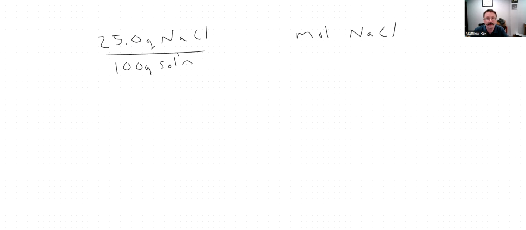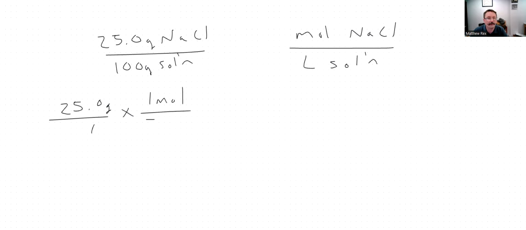Find the molarity of a 25% by mass solution of NaCl. If it's 25% by mass, that means we have 25 grams of NaCl per 100 grams of solution, and we want to know the concentration in molarity. So I want the units on the top to be moles of NaCl, and the units on the bottom to be liters of solution. I know we have 25 grams of NaCl. I can look up the molar mass of NaCl and divide that 25 by it. So 1 sodium plus 1 chloride should be 58.45.